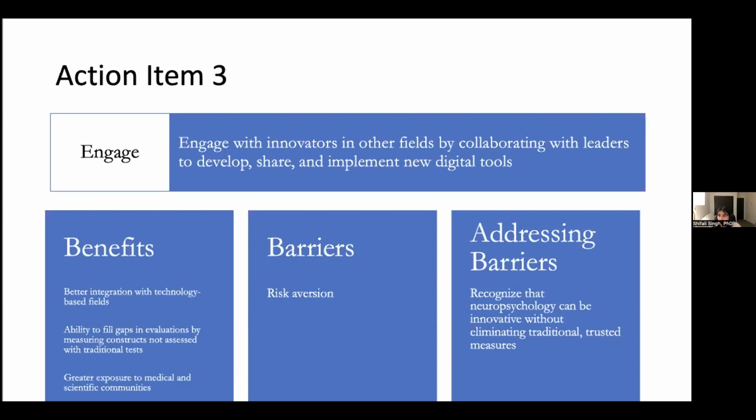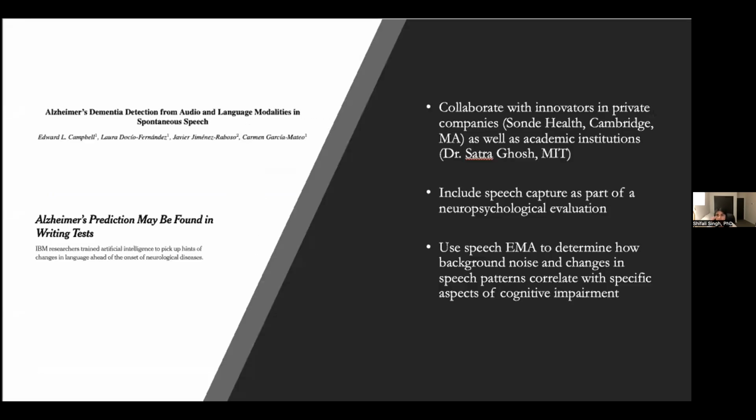But of course there's risk aversion, and there's also this idea that we need to recognize that neuropsychology can be innovative without eliminating our traditional trusted measures. And I think this is extremely important in terms of how we move our field forward. So what I do is I collaborate with innovators in private companies like Sand Health, as well as academic institutions. So Satrajit Ghosh is a speech expert at MIT. We include speech capture as part of our neuropsych evaluation, and we use speech ecological momentary assessment to determine how things like background noise and changes in speech pattern might correlate with specific aspects of cognitive impairment.